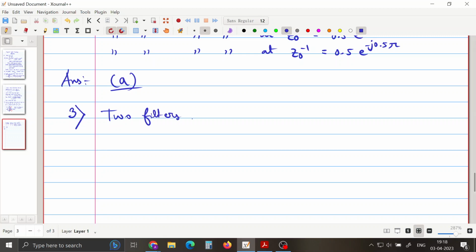Two filters with real valued responses. So mostly we are discussing these conceptual questions. If you are familiar with the concept, then it's easy to solve. Otherwise, you might have to think for a while.